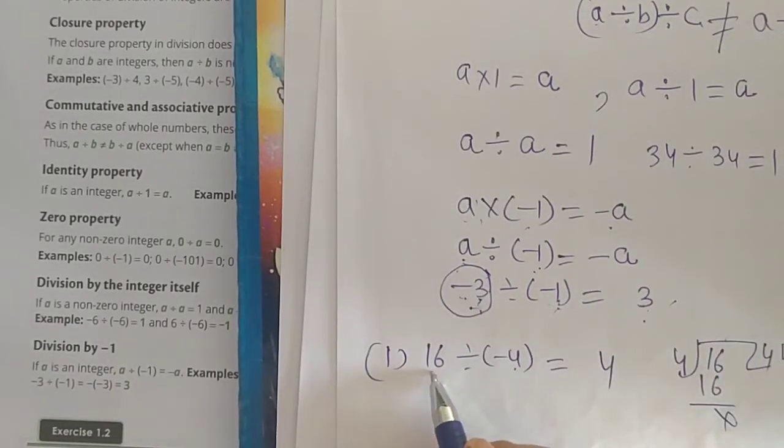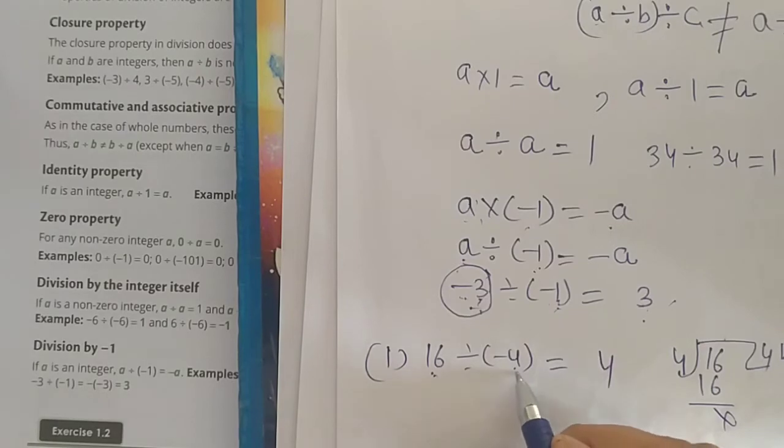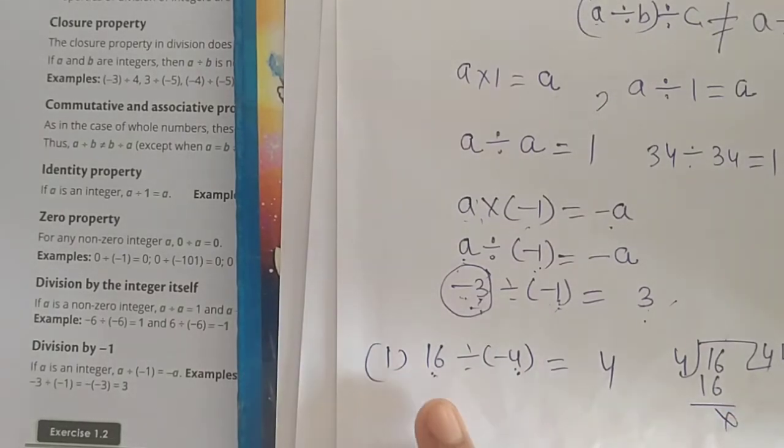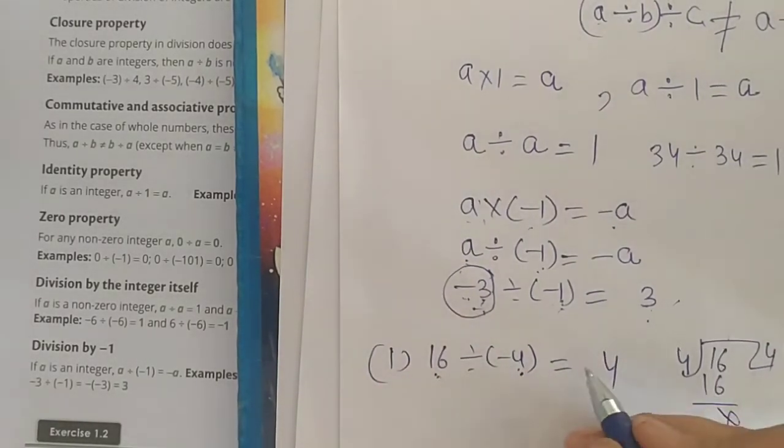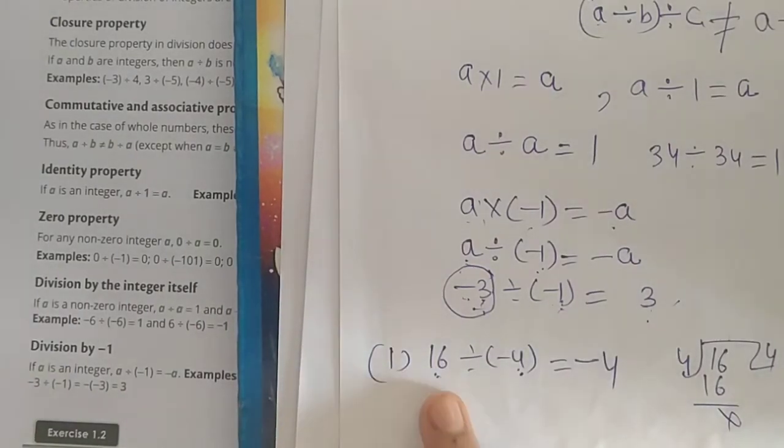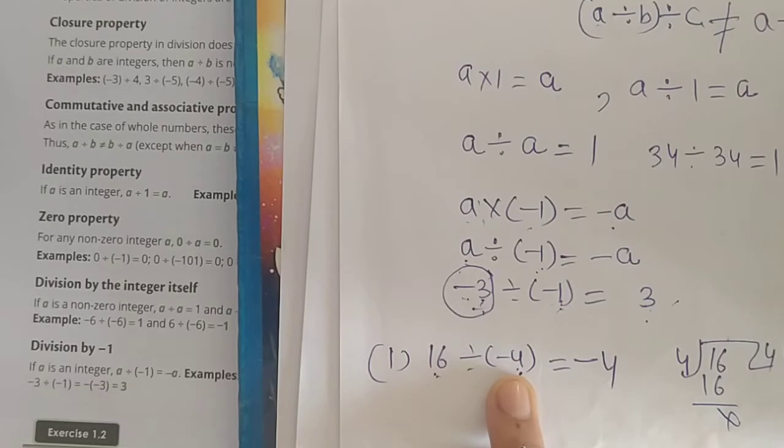So here 16 is positive and this is of negative sign. So minus plus will give minus because they are of opposite sign. One is positive, the other is negative, so the answer will be negative. I think this is clear to you.